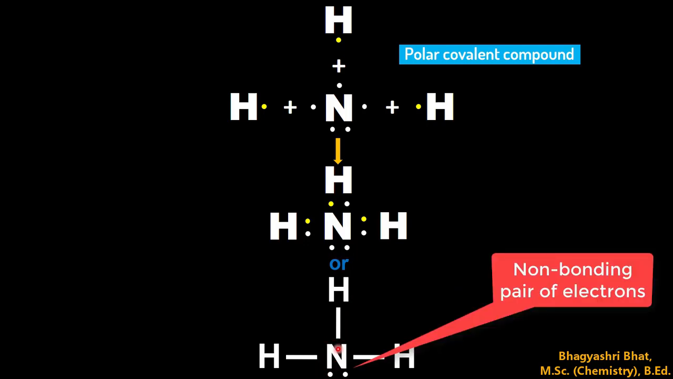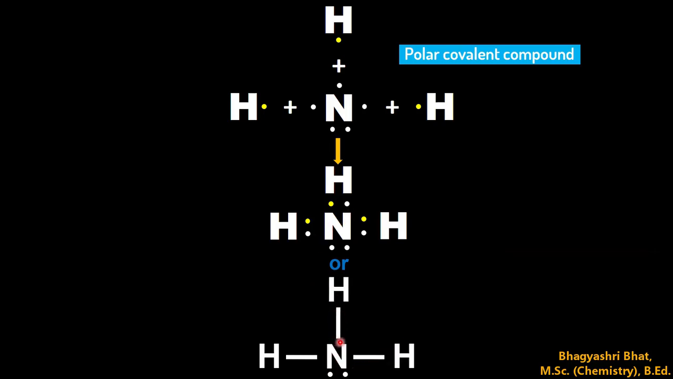Since nitrogen has more electron density, the shared pair of electrons are also pulled towards nitrogen. Nitrogen bears slightly negative charge, and these 3 hydrogen atoms are partially positive. So ammonia is also a polar covalent compound.